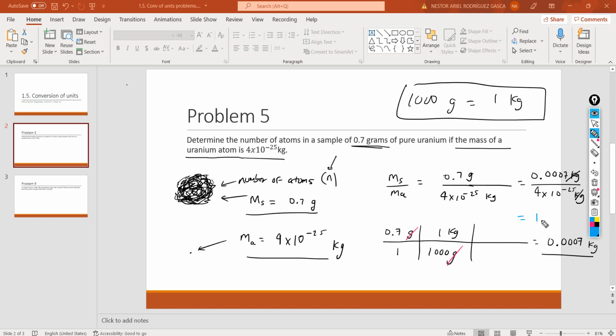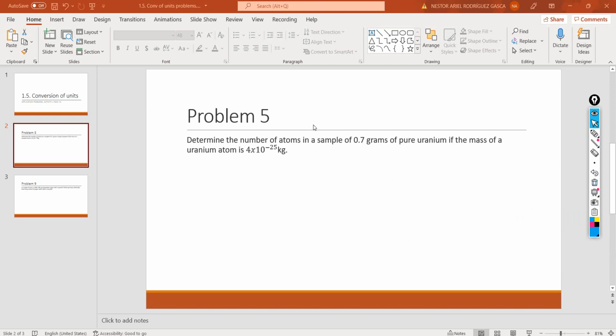I got 1.75 times 10 to the 21. It's a big number. It's supposed to be a big number, right? Because we're talking about atoms. If you have a sample of atoms of some element, in this case uranium, you're supposed to have a lot of atoms in there, if the size of the sample is considerable. So there you go. That's how you solve this type of problems. You first make a conversion of units before you actually solve the arithmetical problem.